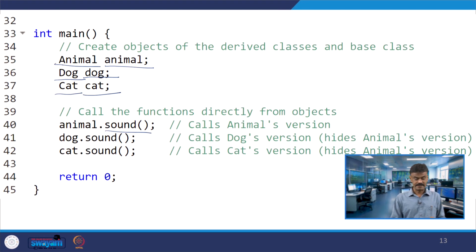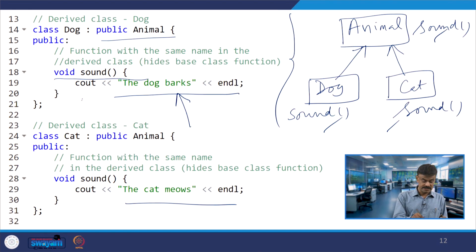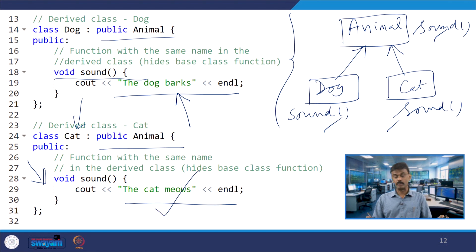In the third case, the cat object is invoking the member function sound. Under cat, which is a derived class, the base class version will be overridden and this particular function will be called, and cat meows will be displayed. So the outputs are displayed in this order.